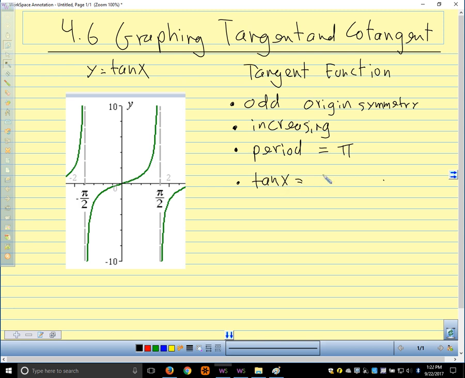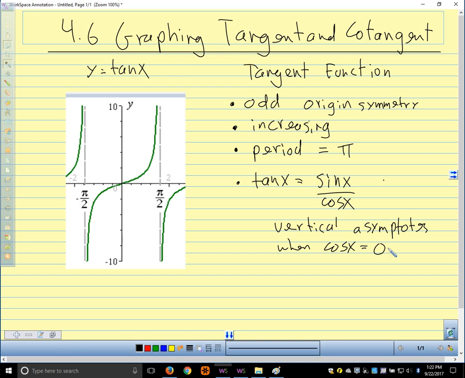Because we can think of the tangent function as sine x over cosine x, we had points when we talked about the unit circle where tangent of an angle was undefined. Well, if we think of this as a function where the tangent function is undefined, we're going to get vertical asymptotes. So because of this, we get vertical asymptotes when cosine x equals 0.